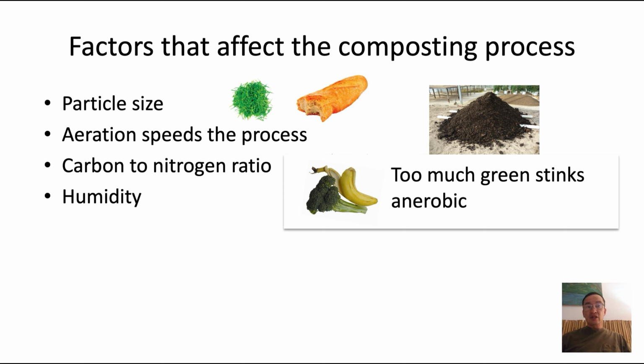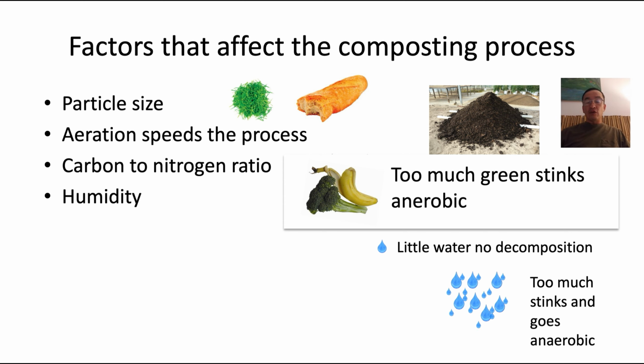Humidity is very important. If you have very little humidity, nothing will happen, because microbes need that water to work. And if you have too much, it will also stink. So you want to be around 40 to 50% humidity. The way you know that is you go into your pile, you open it up, and you take a handful of it and squeeze it, and if water comes out, you have too much humidity. If it stinks, you more likely have too much humidity, or too many greens, and you need to amend your compost with other, drier things in order to decrease your humidity.